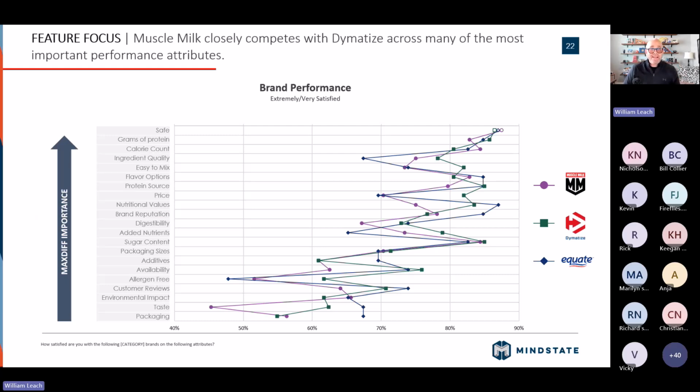Then lastly, of course, we do a max diff, right? So now what I've done is looked at each one of the possible features. I want to know through max diff how important each of those features are. And then I look at brand performance. How well do you believe this brand does, or how satisfied are you with this brand's performance? And now I can look at each one of these features that drive the category and see where my brand performs relative to other brands.